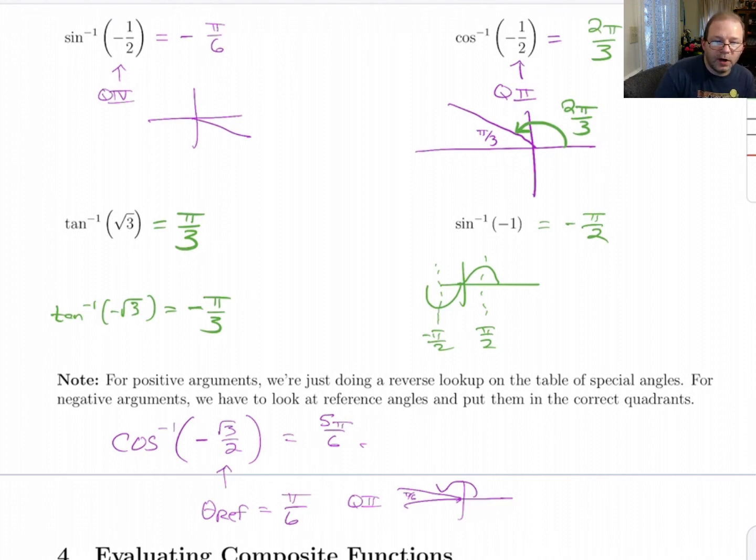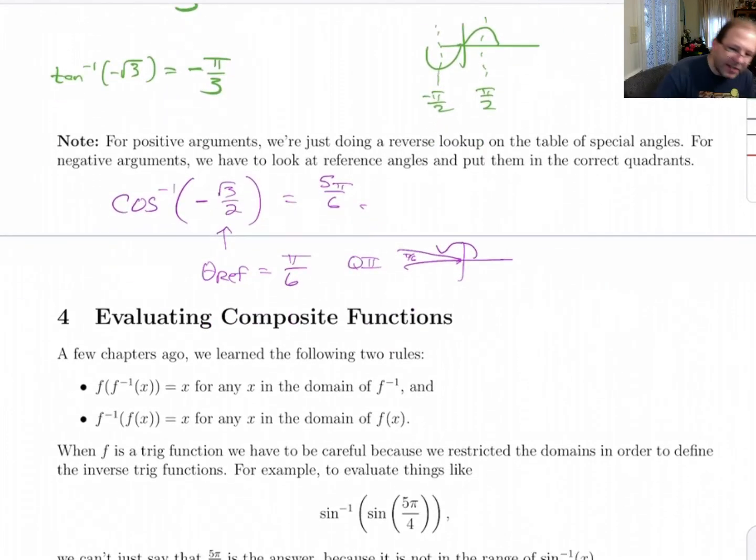All right, we'll look at evaluating composite functions in the next video.